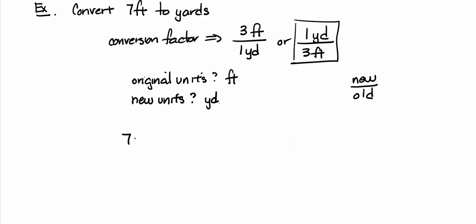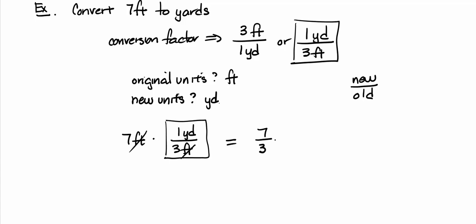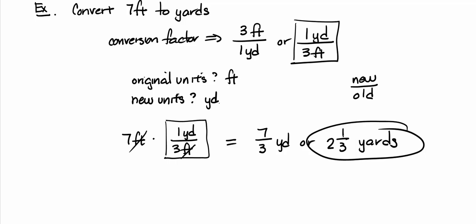So now I'm going to take my 7 feet times the conversion factor, and I pick that conversion factor with the new units on top, 1 yard over 3 feet in the denominator. And again, now we can cancel the feet, right? So I have 7/3 yards, or 2 1/3 yards. Okay, so remember, it's important to know which conversion factor you're going to multiply the quantity by. And it's always going to be your new units over your old units, or your new units over your original unit. So that was the US system of length.